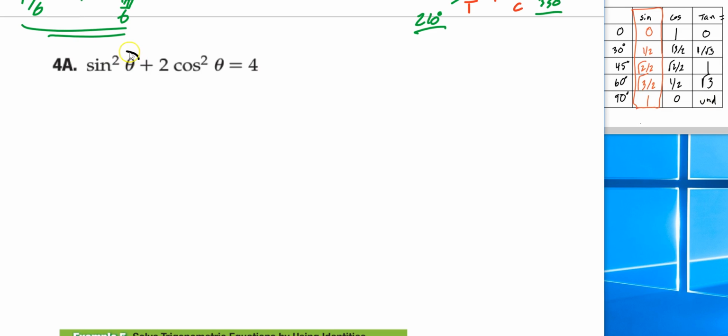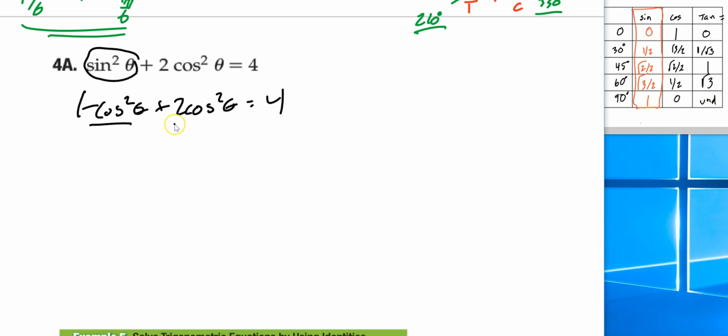You see sine squared here? We're going to change that to 1 minus cosine squared, plus 2 cosine squared, just rewriting this part, equals 4. Now if you look at it, I can add the cosines together. And I'm going to get 1 plus cosine squared theta equals 4.